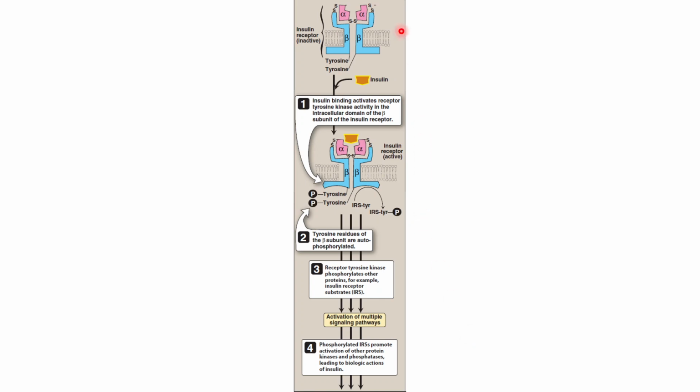Then the insulin receptor works another way. The binding of the insulin activates the tyrosine kinase, and the intracellular part of the receptor activates, which leads to the phosphorylation of the tyrosines connected to the beta subunit of the receptor. Then the tyrosine kinase phosphorylates other proteins, and that leads to the activation of some pathways.